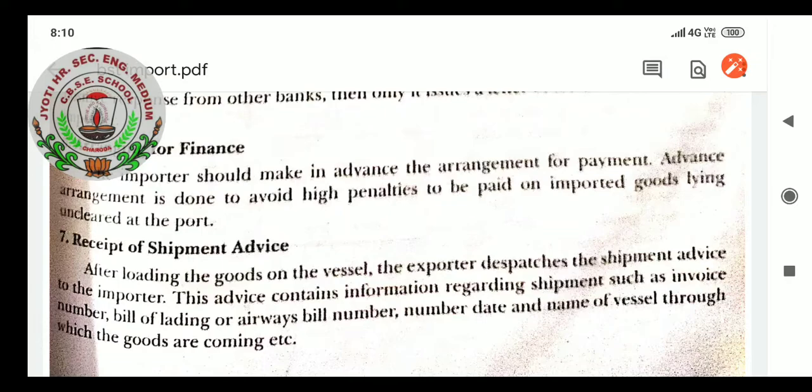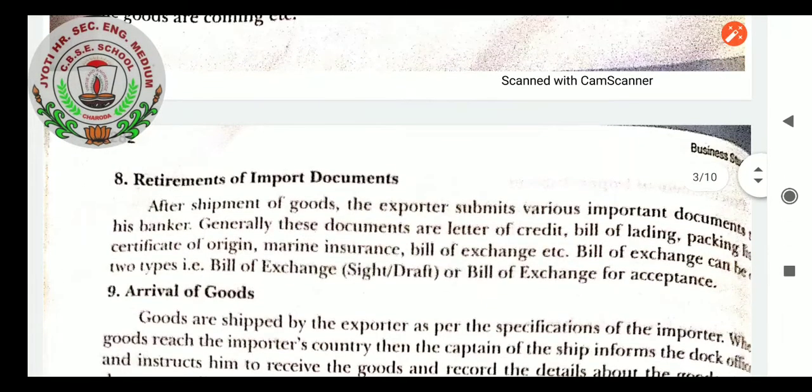After loading the goods on the vessel, what is done? The exporter dispatches the shipment advice to the importer. This advice contains information regarding shipments such as invoice number, bill of lading, and so on. If the importer is asking for the goods through a railroad, then definitely the railway receipts will be advised.